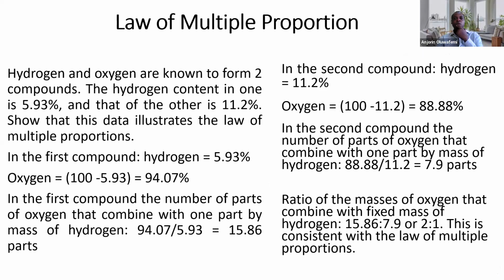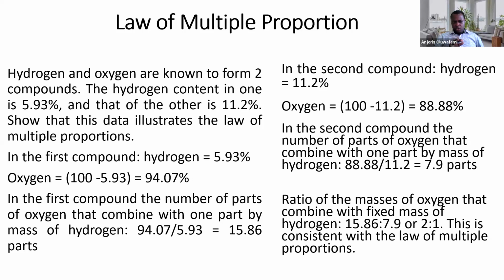Still on the law of multiple proportion. Now, another example. Hydrogen and oxygen are known to form two compounds. The hydrogen content in one is 5.93%, and that of the other is 11.2%. Show that this data illustrates the law of multiple proportion.